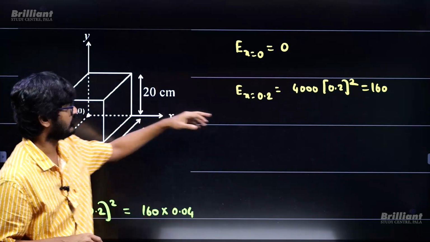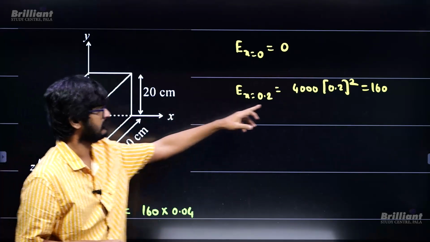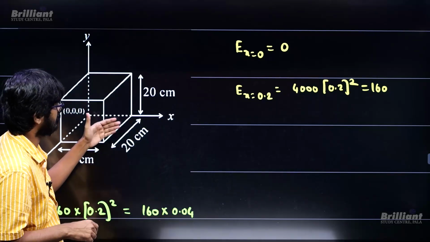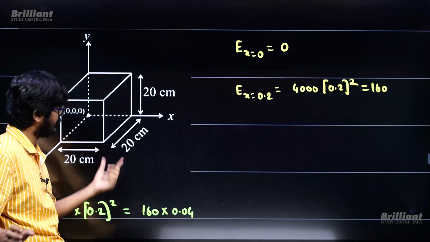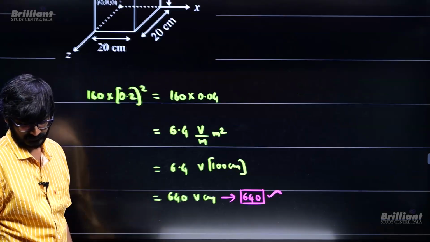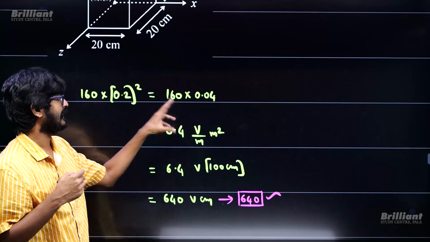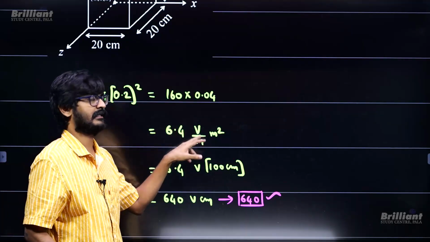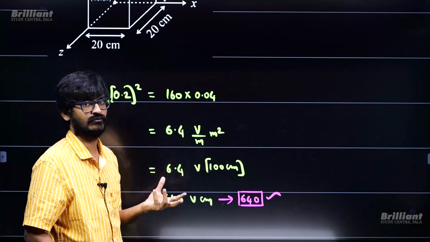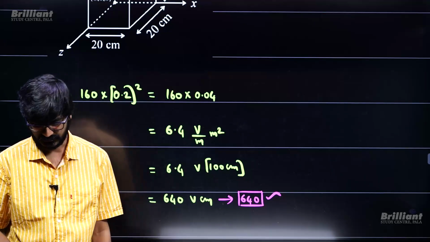Electric field for this plane is 400 into x square. X is, this length is 0.2, square. So which is 160. So electric field here is 160. So flux through this face is 0. Flux through this face will be 160 into this area. That area is 0.2 square. 160 into that area, which will turn out to be 6.4 SI units. But what are SI units? It is electric field into area. Electric field will be volt per meter. Area will be meter square. So this is volt meter, but they are asking in volt centimeter. 1 meter is 100 centimeter. You will be getting 640 volt centimeter.